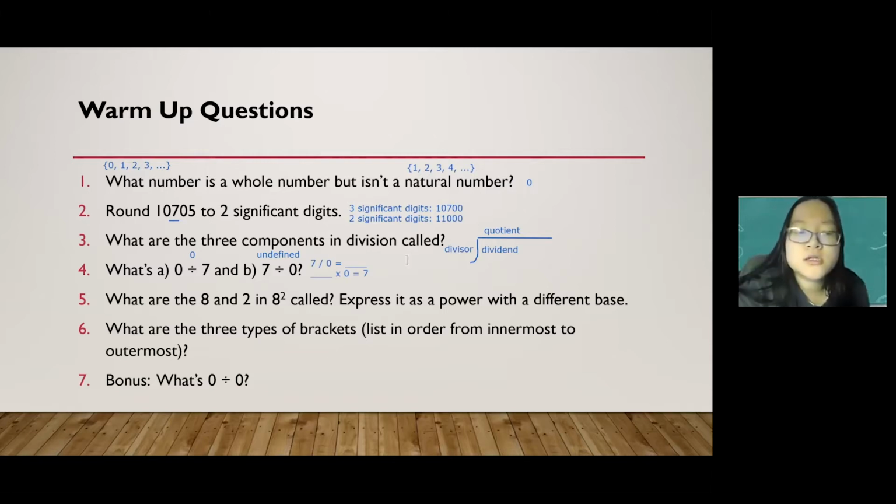All right. Now, number 5, what are the 8 and 2 in 8 squared, or pronounced 8 to the power 2, called? Express it as a power with a different base. So the first part, what are they called? I just mean in terms of their relationship in this power. This 8 squared is a power. Does anybody know what they're called in this power? Notice that 8 is the big number, 2 is the little number at the top corner. So does anybody know what that's called?